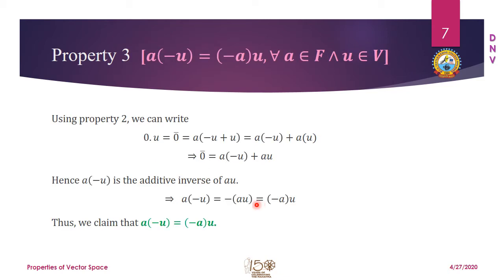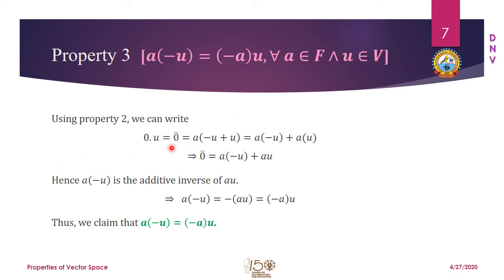The third property is that when we multiply a scalar by the additive inverse of a vector u, it becomes equal to the additive inverse of the scalar multiplied by the vector u itself, where a belongs to the field F and u belongs to the set of vectors V.